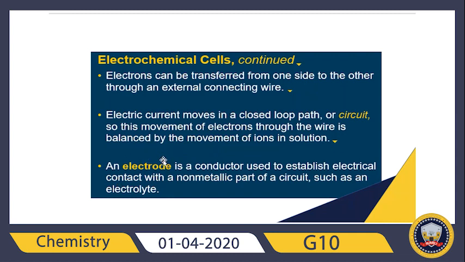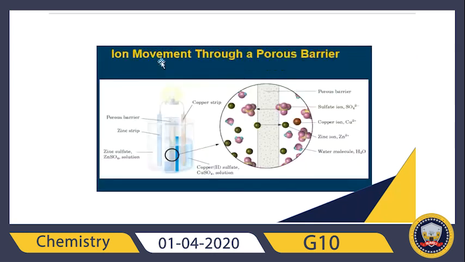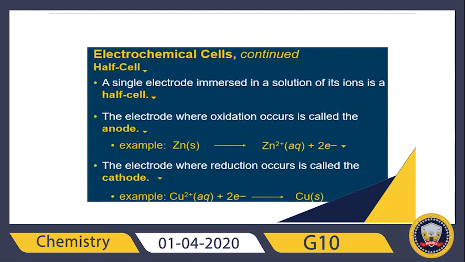So as we said, we have defined the electrode, and we said an electrode is a conductor used to establish electrical contact with a non-metallic part of a circuit, such as an electrolyte. And we said in each electrochemical cell we should have what? We should have two electrodes. Okay, then we moved where here, guys, as we said, a single electrode immersed in a solution of its ions is what?